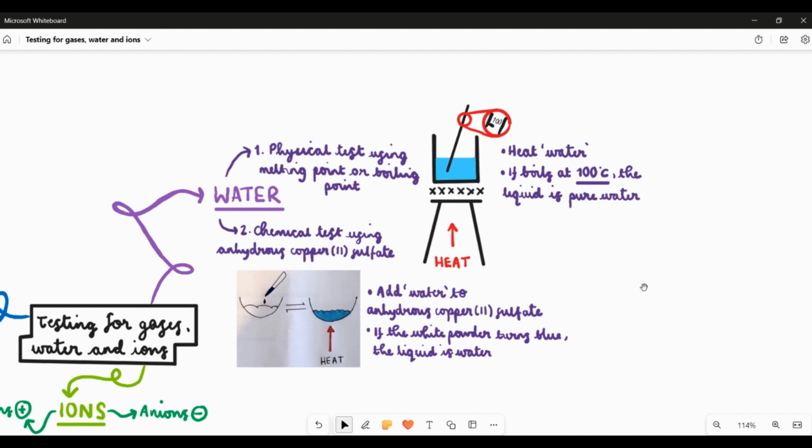So we can very easily say whether this is water, but we can also use this to say whether the water is pure. So if it boils at exactly 100, we know we have pure water. That would be our physical test. We can do the same thing with the melting point if we wish to. The water would freeze at exactly 0 degrees Celsius if it was pure water.